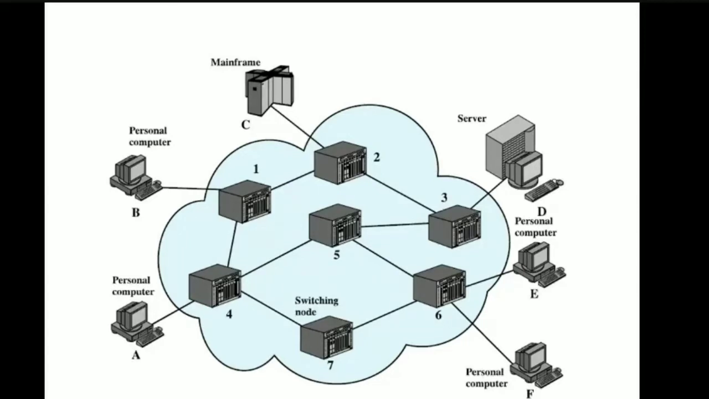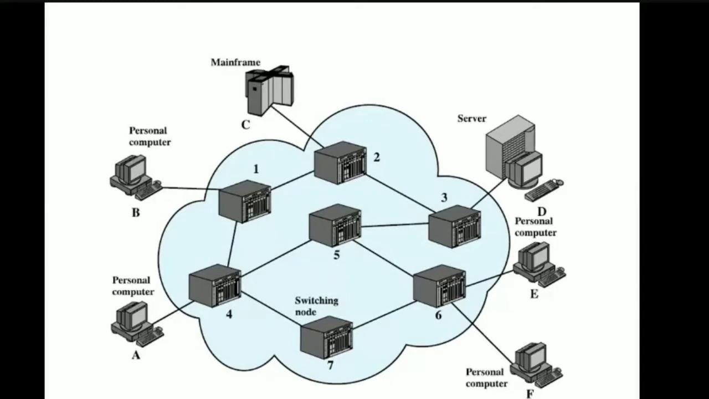Let us say you wanted to send information from A to E. First of all, an end-to-end connection between A and E must be established. So if A wants to send information to E, what will happen here? Station A first sends the request to which node? Node 4, because it is the one directly connected to station A.